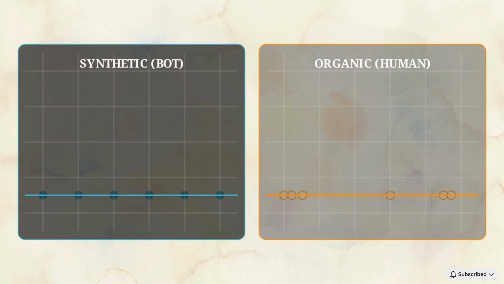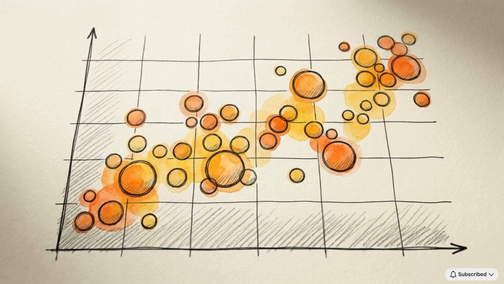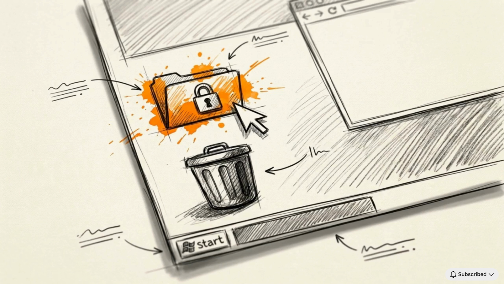Now compare that to the right side. This is organic human behavior. Users get distracted, they type at varying speeds, and they cluster their actions irregularly. To remain undetected, you must break the mathematical perfection of your scripts so your data footprint mirrors the irregular patterns on the right. Step 1 is a cleanup of your timing logic.